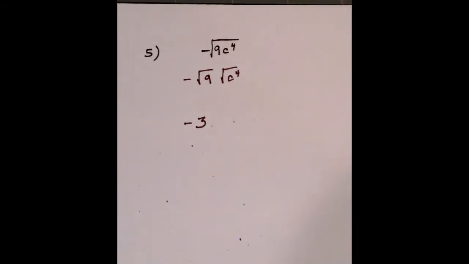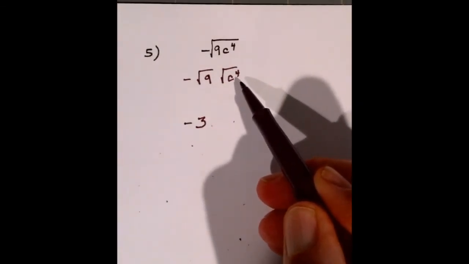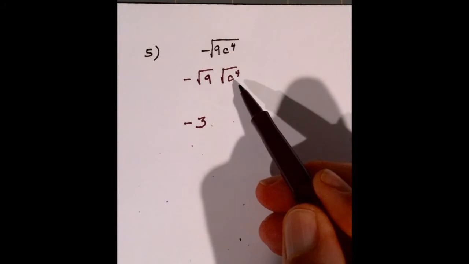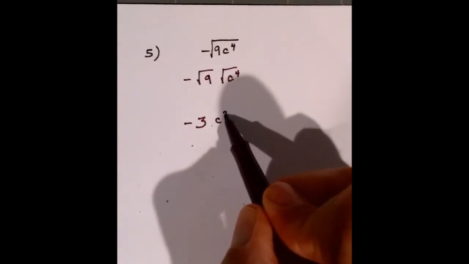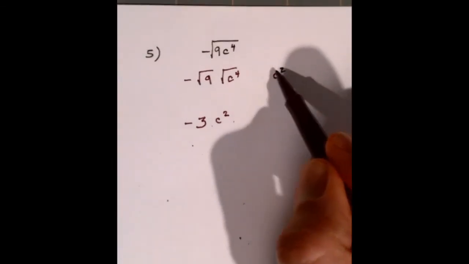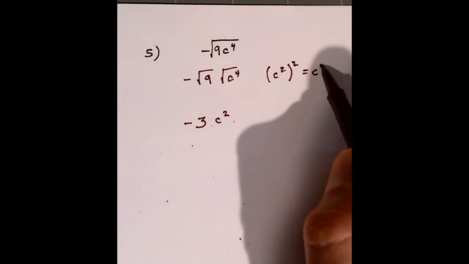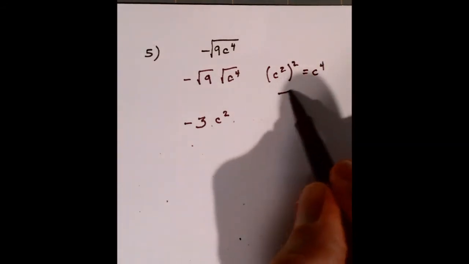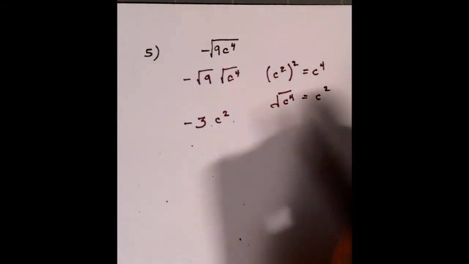Now, here's where things get a little bit confusing. What number squared is c to the 4th? What number squared is c to the 4th? And the answer is c squared. So if I have c squared, that's equal to c to the 4th. So the square root of c to the 4th is equal to c squared.